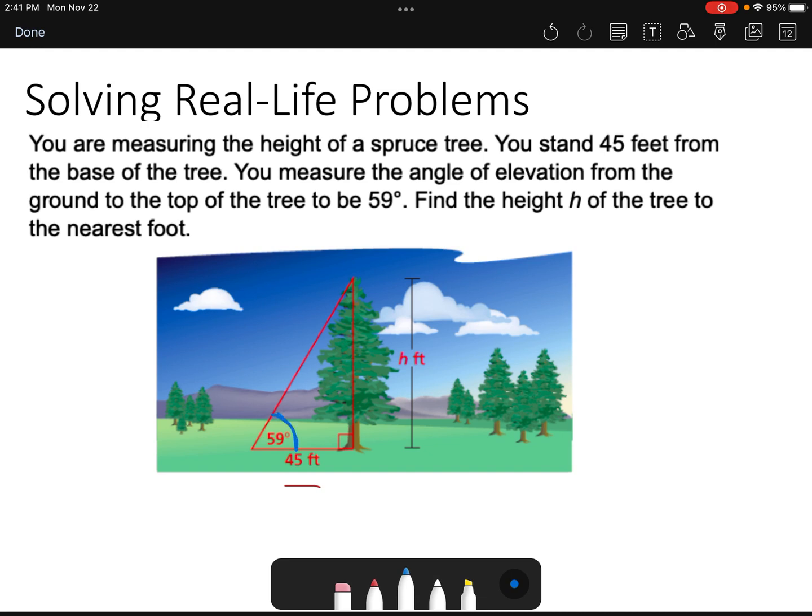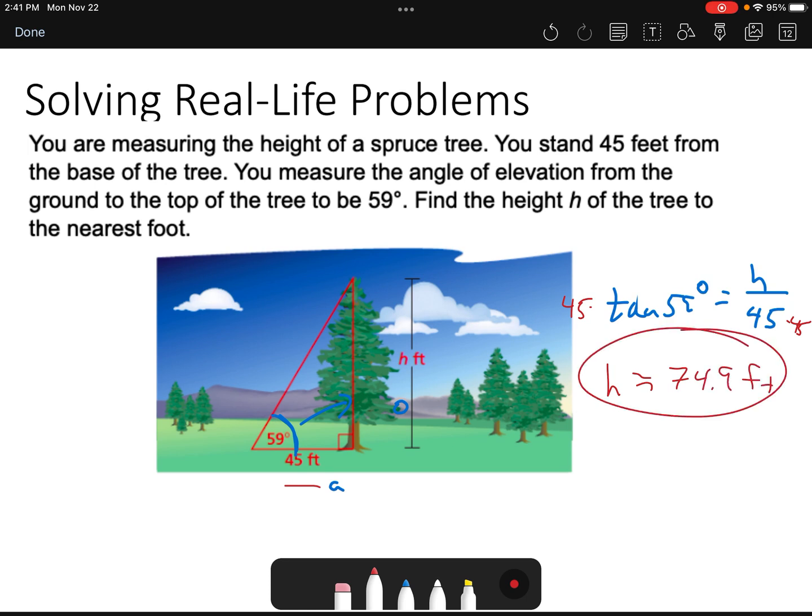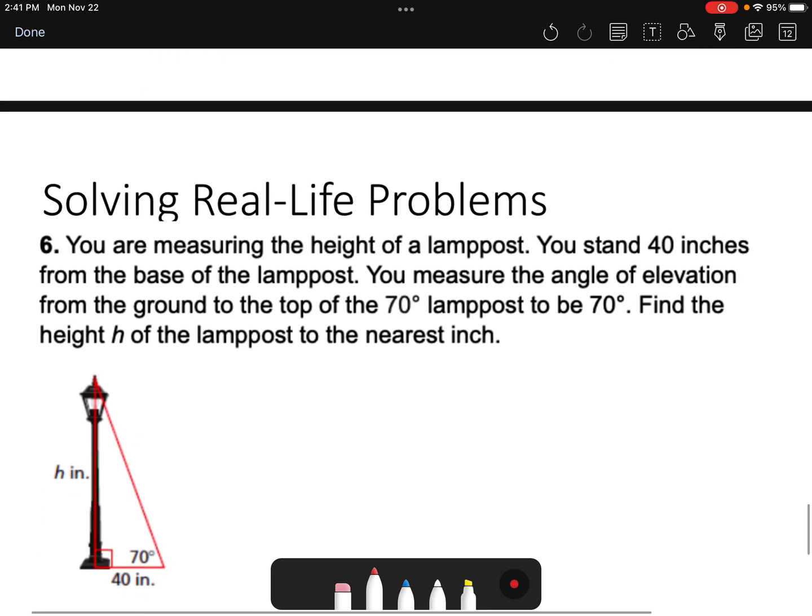Well, if we use this picture, that's 59. Well, h is opposite, and 45 is adjacent. So the tangent of 59 is h over 45. Well, isn't that nice? Again, we can just multiply by 45. We always multiply by the denominator. So 45 tangent 59, and you have the tree's about 74.9 feet tall. And it's stunningly accurate. It's not like this is an educated guess.